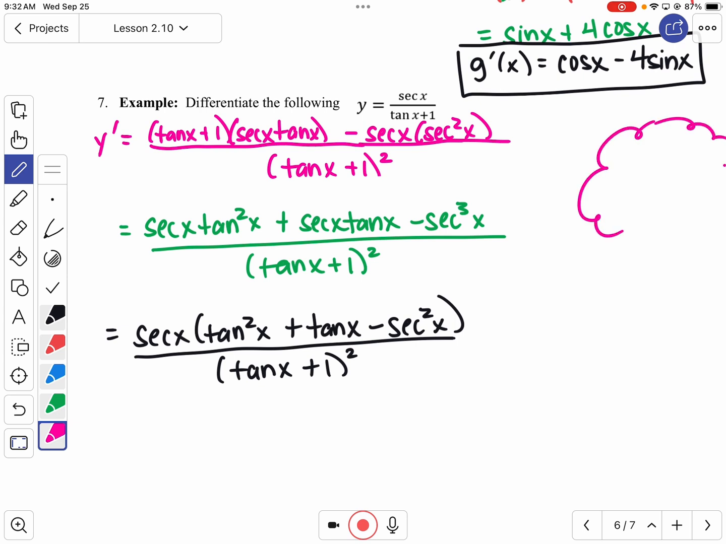Anybody remember that identity? Tangent squared plus 1 is secant squared. So could I manipulate it so that I had the tangent and the secant together? Yes. If I pull the secant squared over, that would give me what? Tan squared minus secant squared equals -1. Does that work?